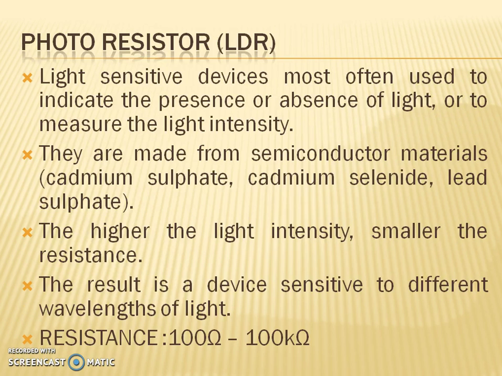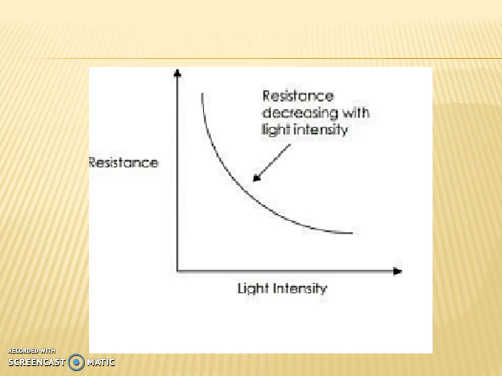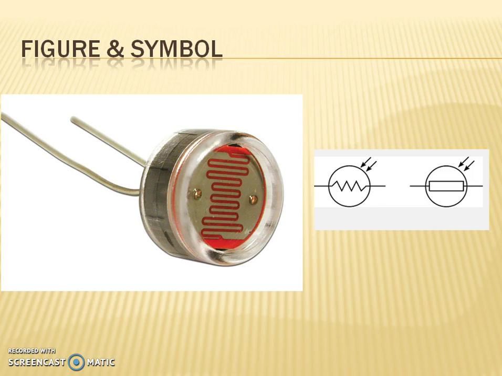First come the photoresistors, that is LDR, light sensitive devices, most often used to indicate the presence or absence of light or to measure the light intensity. They are made from semiconductor materials: cadmium sulfide, cadmium selenide, lead sulfide. The higher the light intensity, the smaller the resistance. The result is a device sensitive to different wavelengths of light. The resistance normally ranges from 100 ohm to 100 kilo ohm. This graph shows the relation between light intensity and resistance. Now it shows you the figure and the symbol.